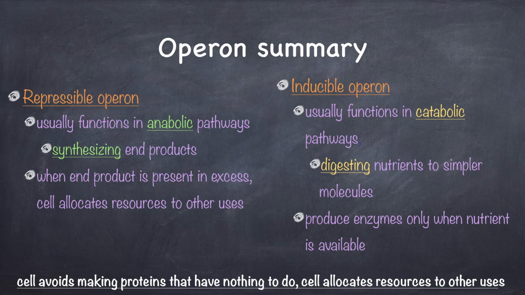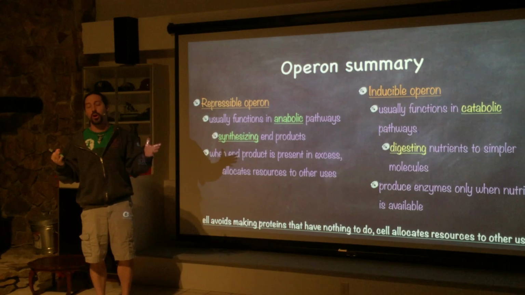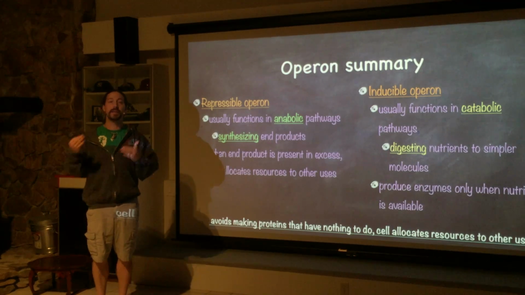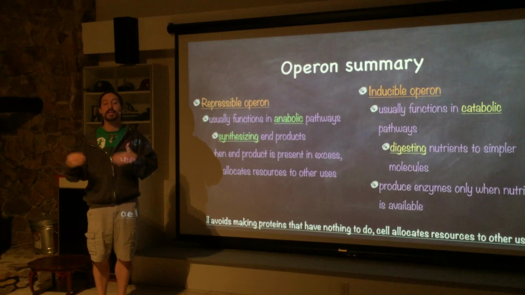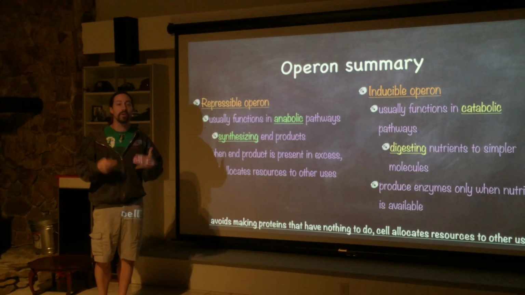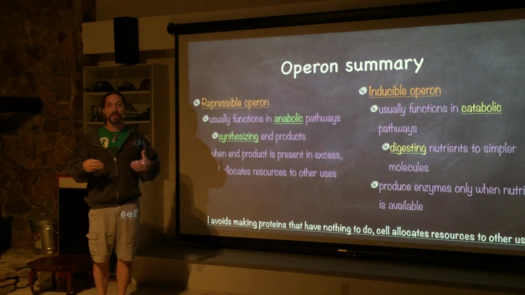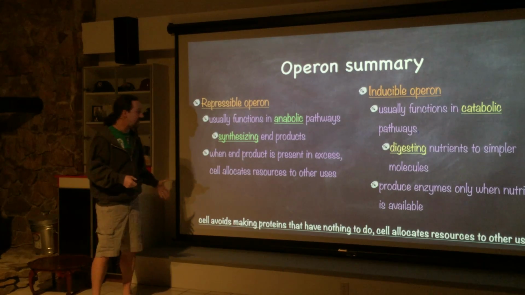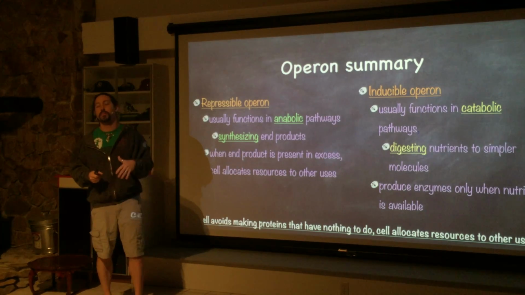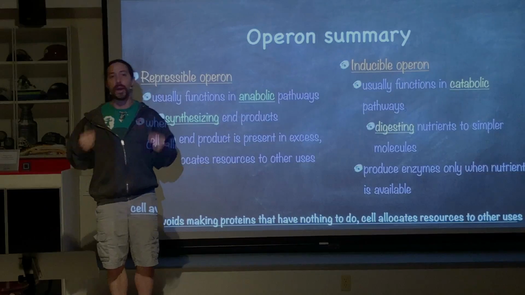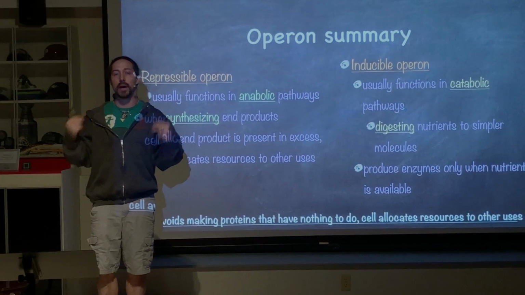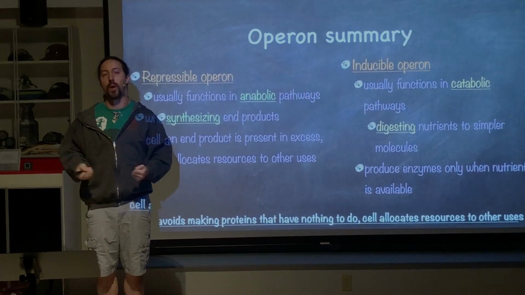The inducible operons are catabolic pathways where the operon is going to be used to break down a molecule for digestion. Those are only turned on when the molecule that is to be digested or broken down is present. This is all used to make sure that the cells avoid making excess enzymes, wasting energy, building molecules that they do not require.